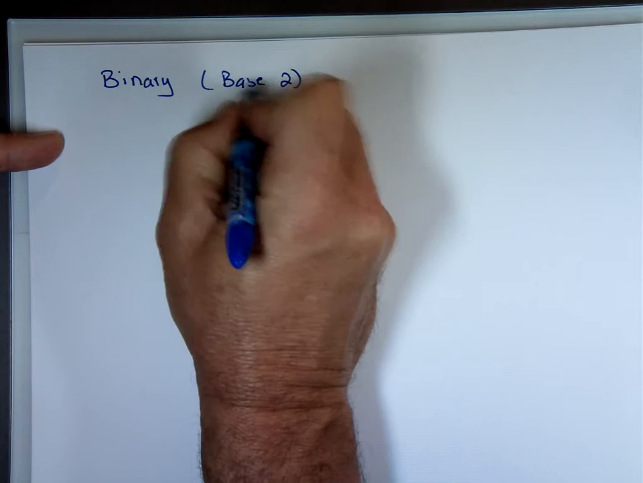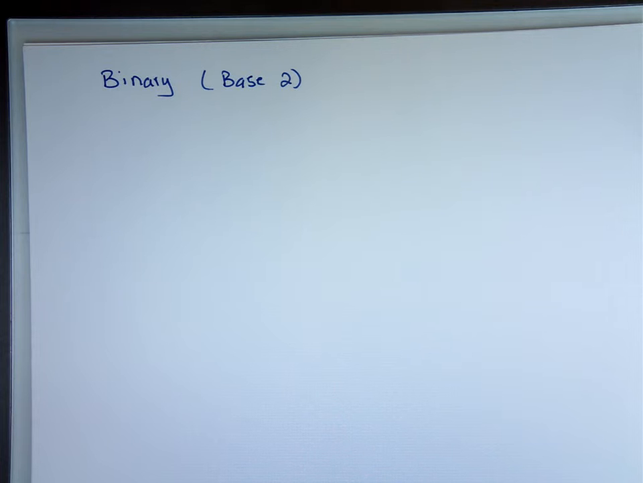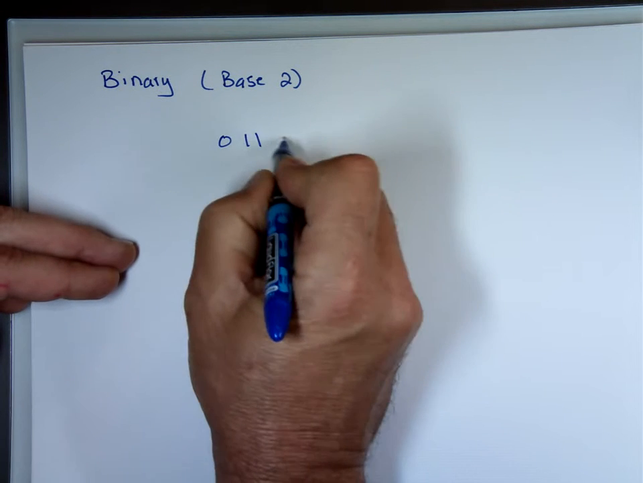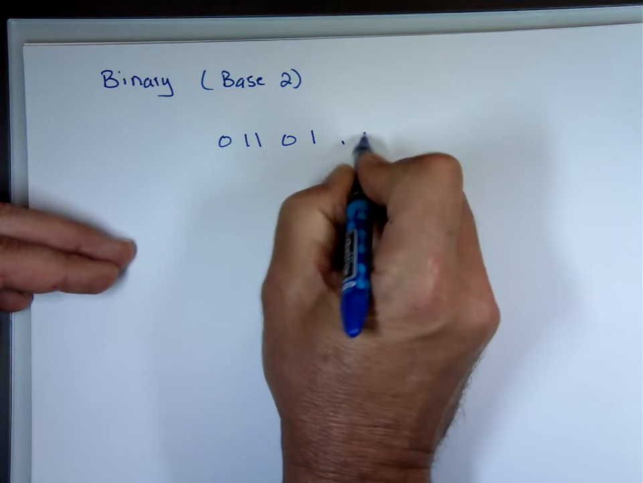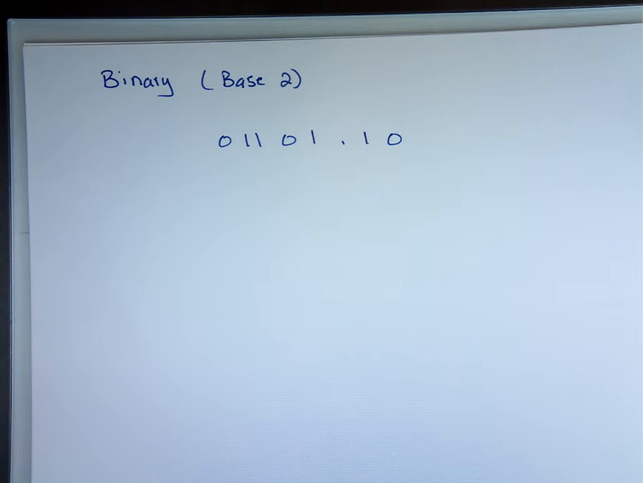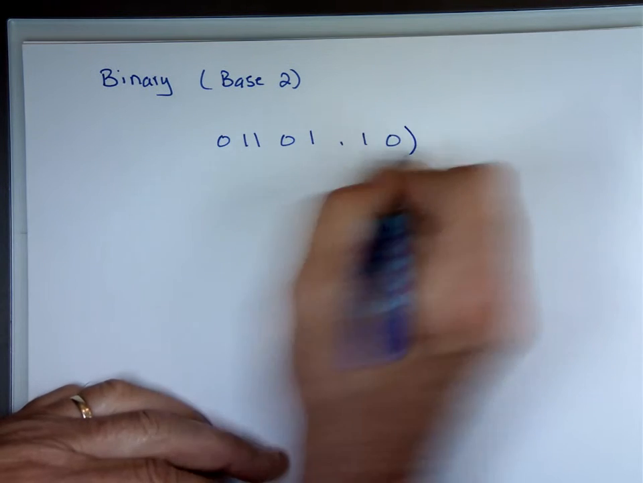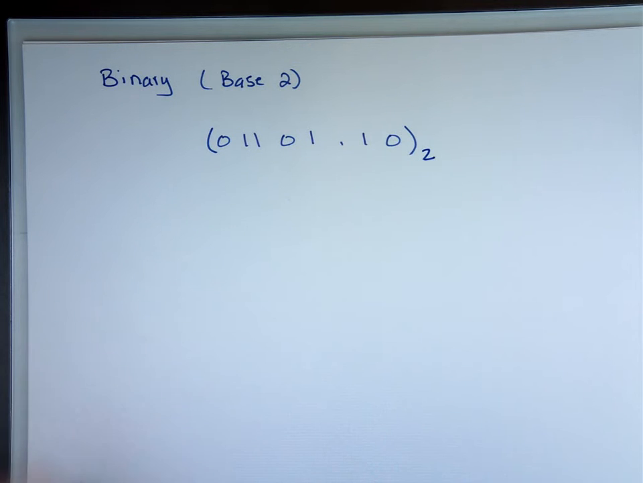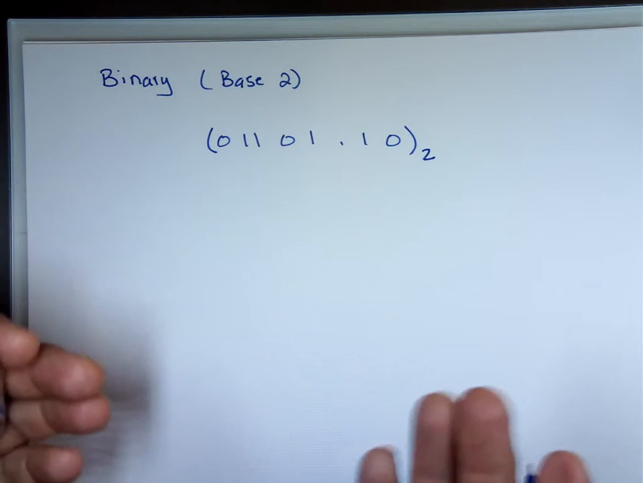Since the base is 2, the largest number is what? 1. So everything is going to be like this: 01101.10, something like this. And if you want to know what is the value of that number in our language, in base 10, what is that number equal to?